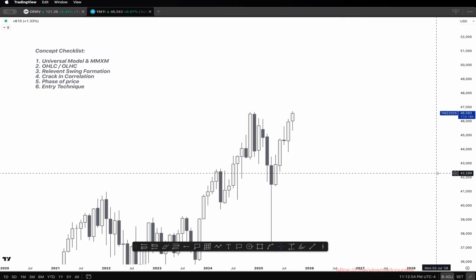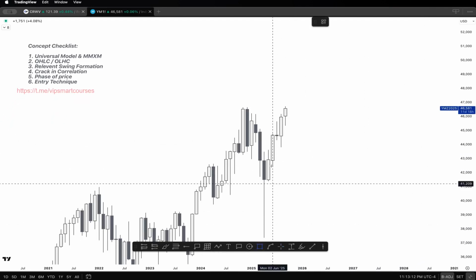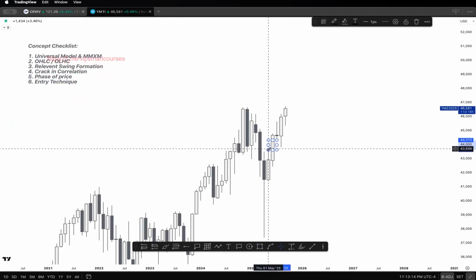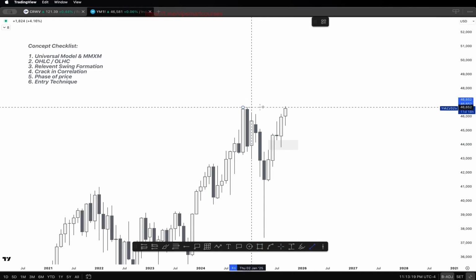However, in the case of this specific example I'm going to show you, I'm going to show you exactly how this idea of everything presented in the course is quite fractal, meaning as long as you identify the logic for the model, it can be applied to any time frame. So let's start with the universal model at play here, and let's take a look at this example from internal range liquidity to external range liquidity, okay?